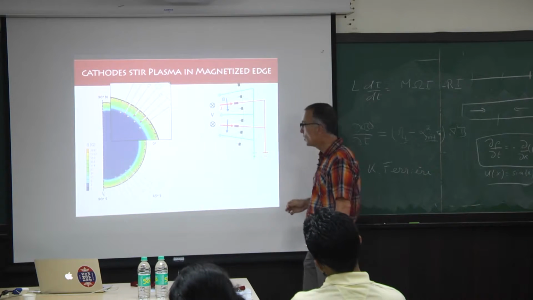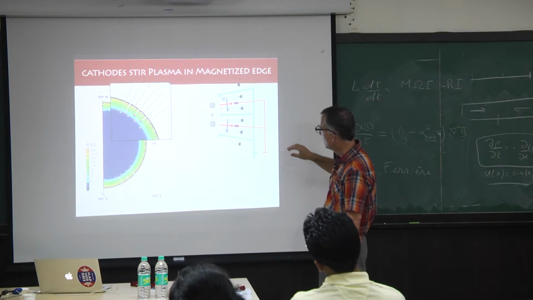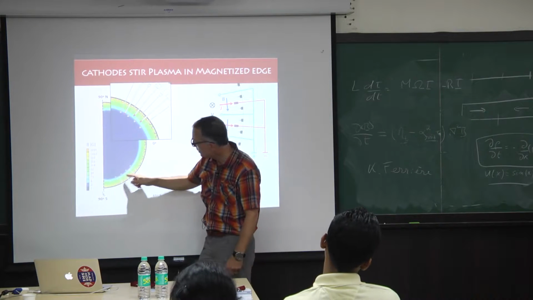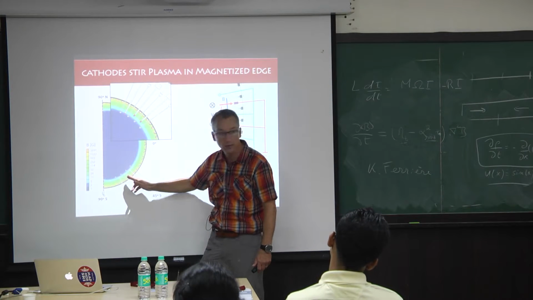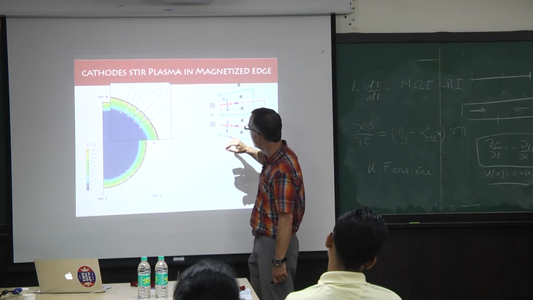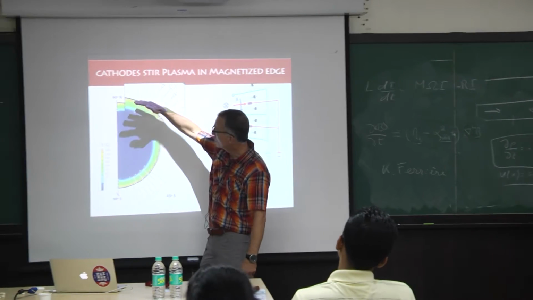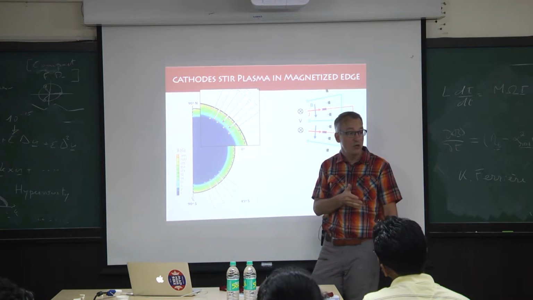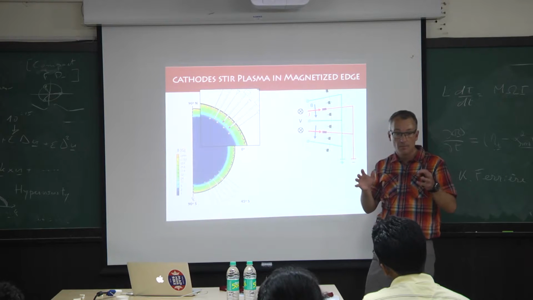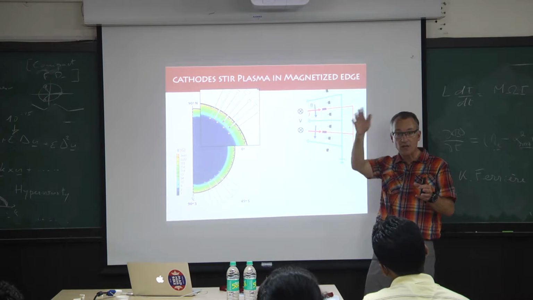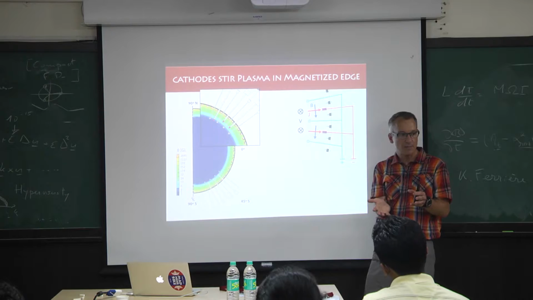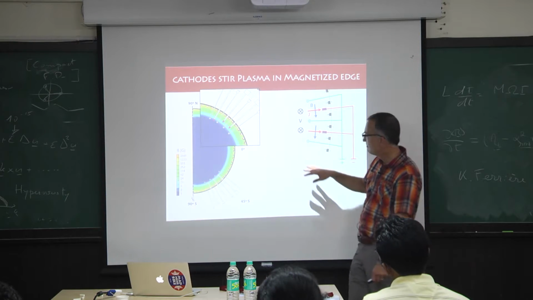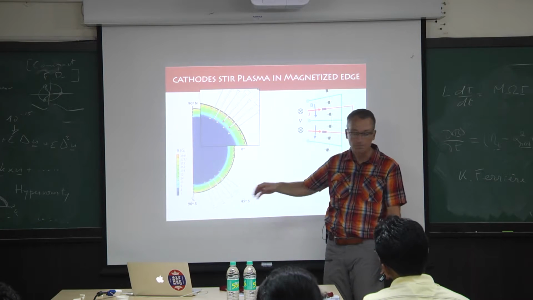So by varying which cathodes I pull into the edge and where I place them, in essence, I have a knob for controlling the rotation as a function of latitude, which is what I showed you at the beginning for my boundary-driven flows. I told you that if I could control the rotation on the boundary of the plasma, I would have a way of doing that. So this is the essence of the experiment.